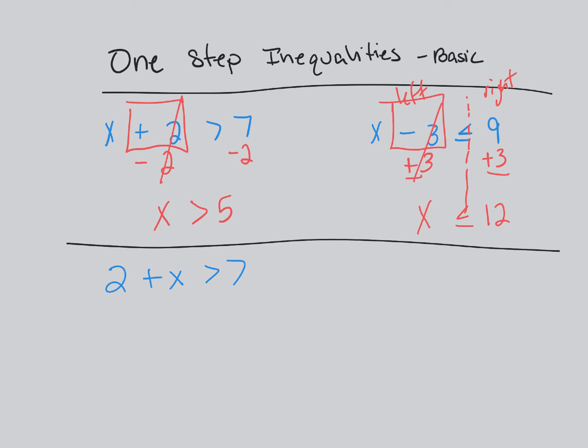So this is a positive 2 here. So to get rid of that, I would want a negative 2. Because again, our goal is to make 0. And a positive 2 and a negative 2, that makes 0. And again, we have x is greater than 5.